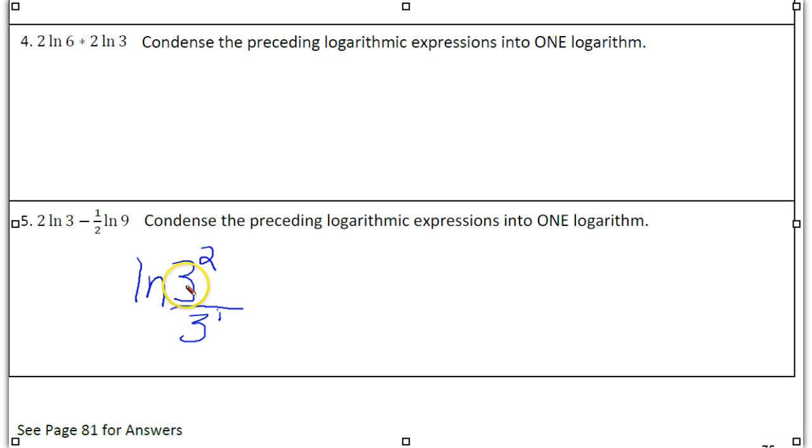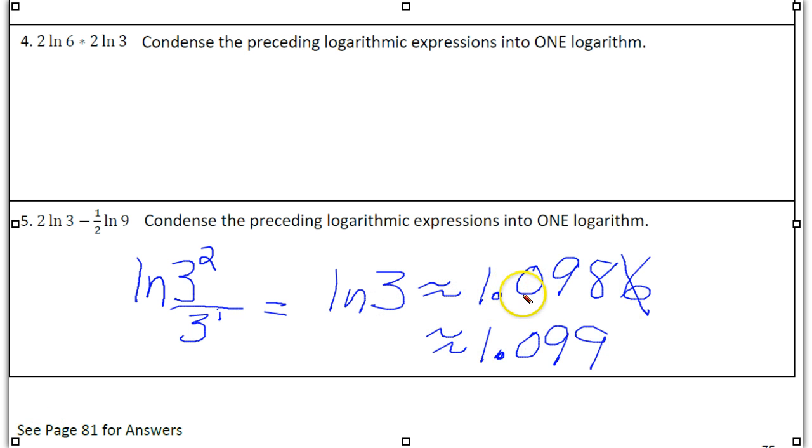So that is 3 to the second, which is 9, divided by 3, is natural log of 3, which, if you went to 4 decimal places, would be this, but rounding it to 3, because of this being a 6, we drop the 6, add 1 to the 8, and get this.